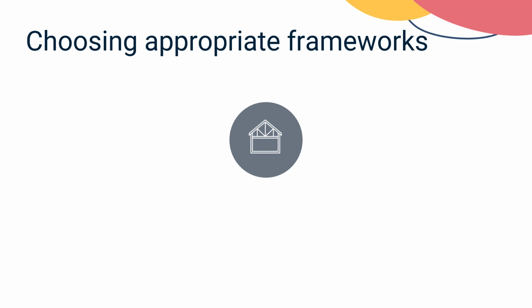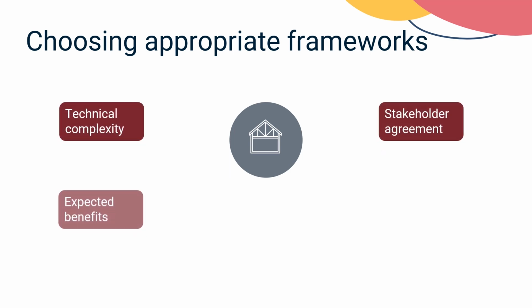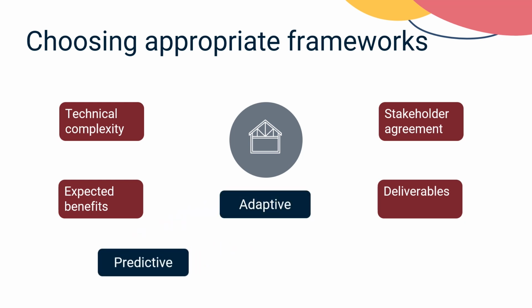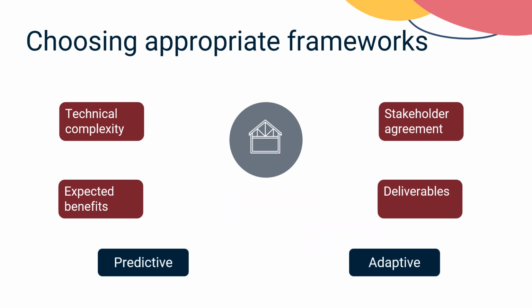These frameworks allow you to plan and execute components based on balancing the often competing forces between technical complexity and stakeholder agreement with expected benefits and deliverables. You may find that a traditional predictive approach, such as waterfall, serves the training program best. Alternatively, an adaptive approach, such as Scrum, may make more sense for the technically complex electronic record system customization, or a hybrid approach that applies the framework situationally for compliance.